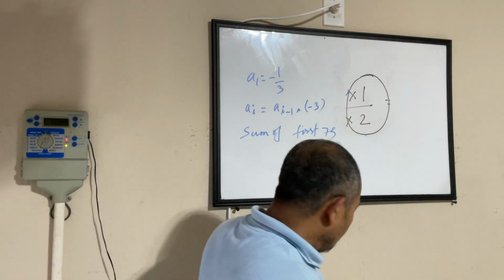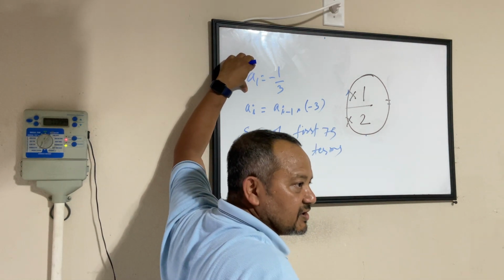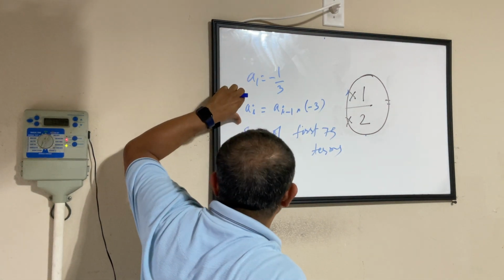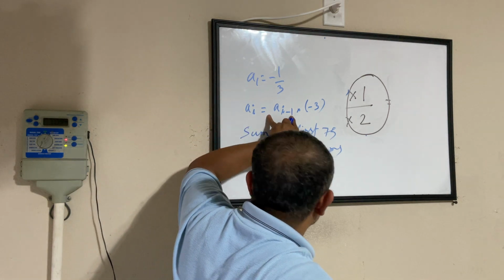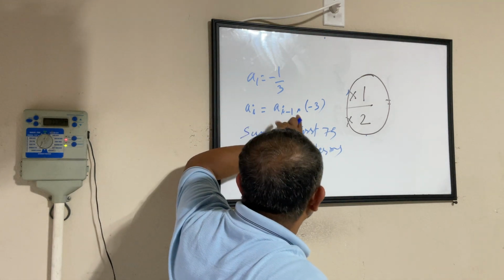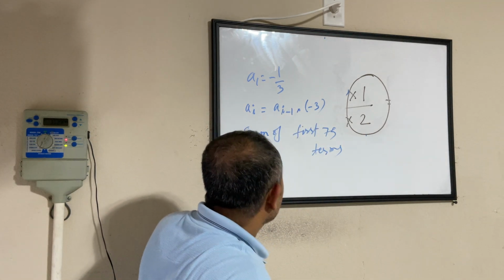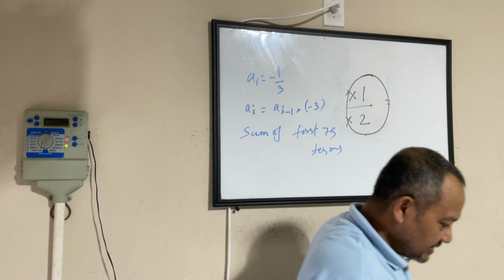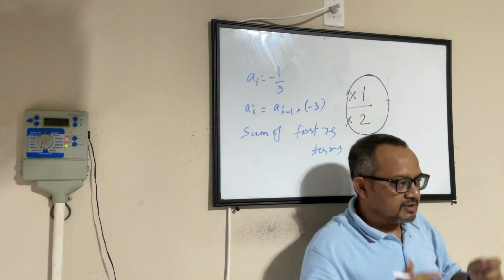Okay. So what do we have here? We have just a1. This is the first term that is given to us, and then it says a_i is a_(i-1), the term before that, times minus 3. It's asking us to find the sum of the first 75 terms. Don't try solving it. Tell me the story. How will you do it?